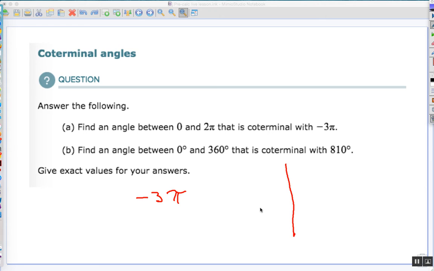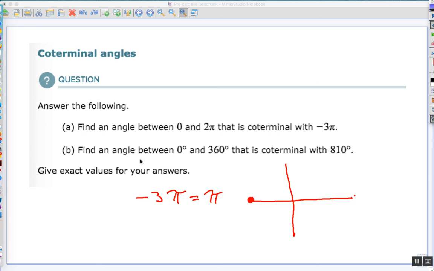So on our unit circle, negative 3 pi, remember negative is just a direction, so that's negative 1 pi, 2 pi, 3 pi. So negative 3 pi falls right here. So an angle, naming that same angle a different way between 0 and 2 pi would be pi. So negative 3 pi is equal to pi. So whether I go to pi or negative 3 pi, negative 1 pi, negative 2 pi, negative 3 pi, gets us to the same place.